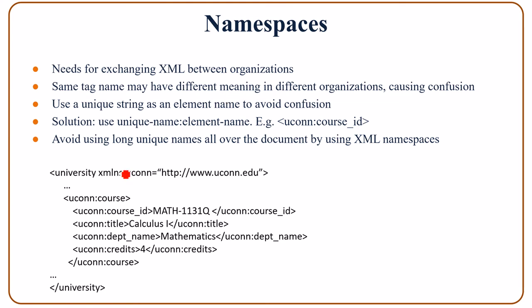In the example below, we can see instead of having just course ID, title, department name, credit, we have the unique name Yukon and colon in front. So this is a good thing. It allows us to define data for different institutions in the same document.